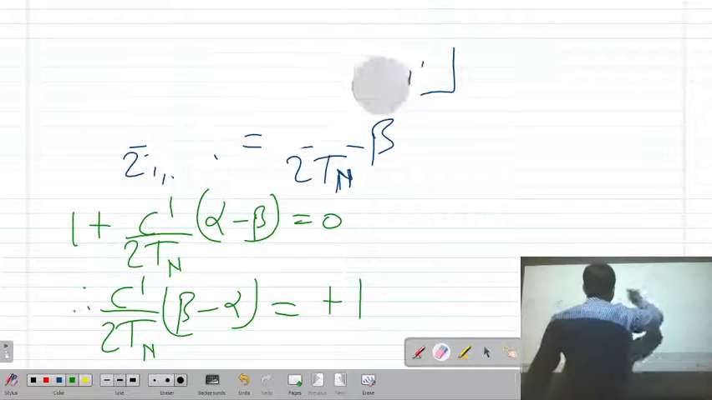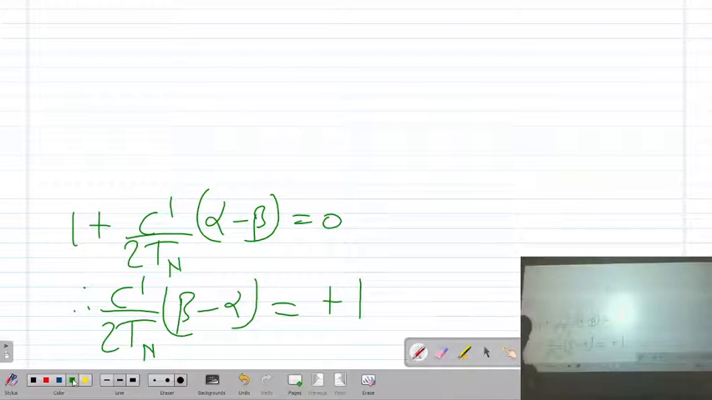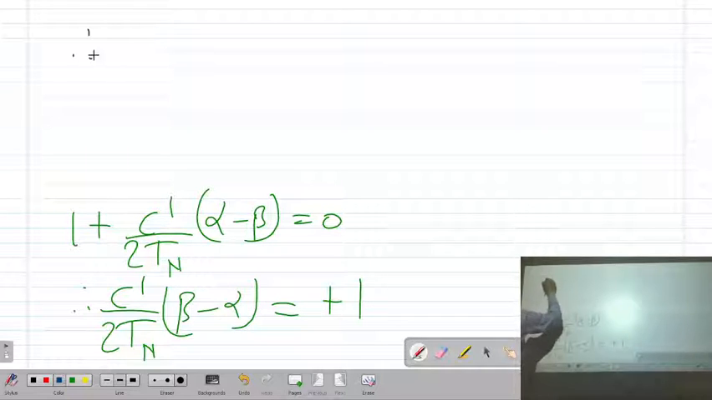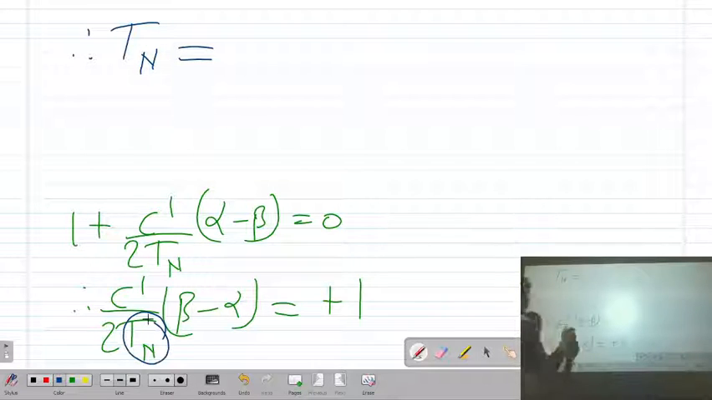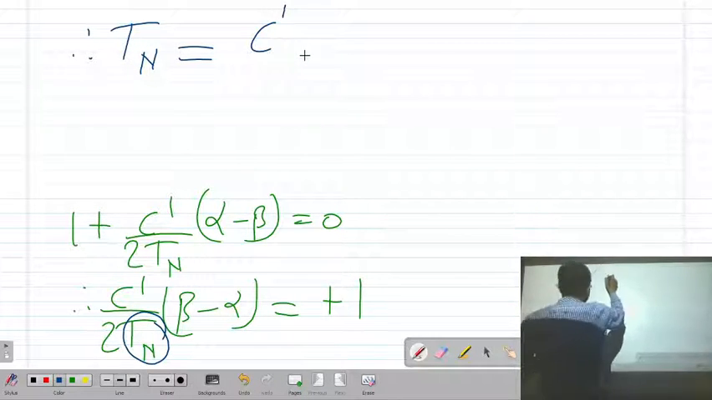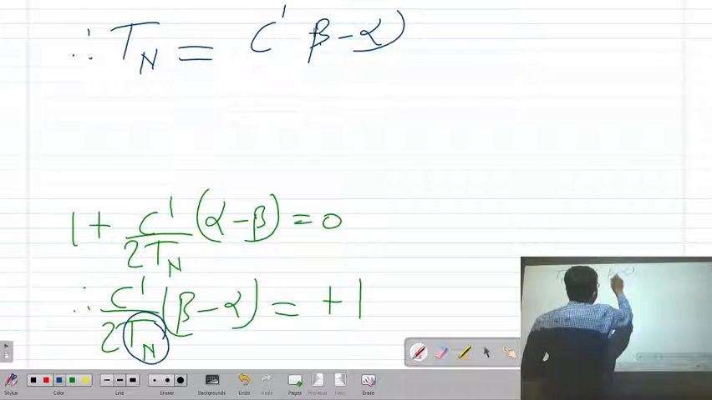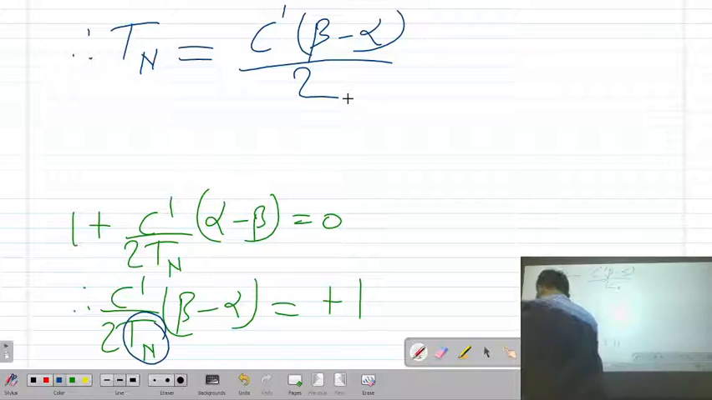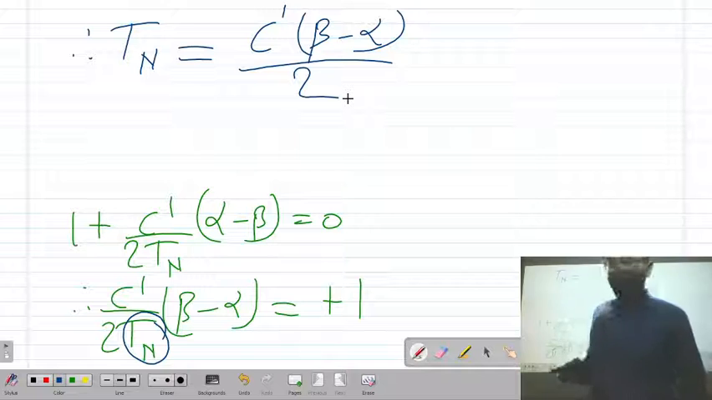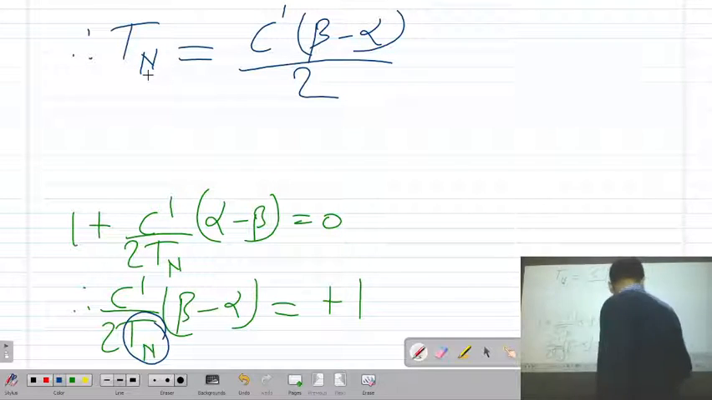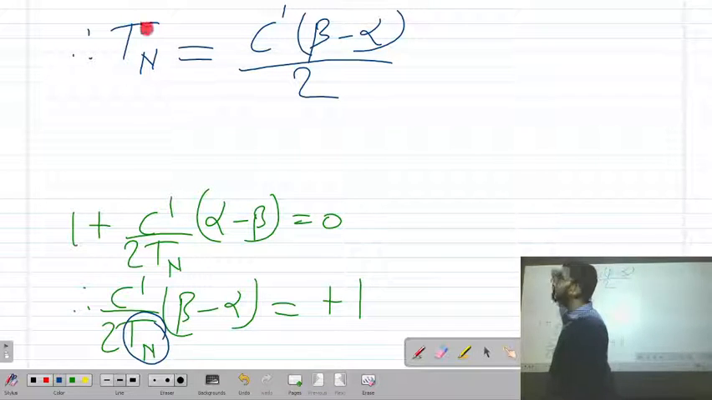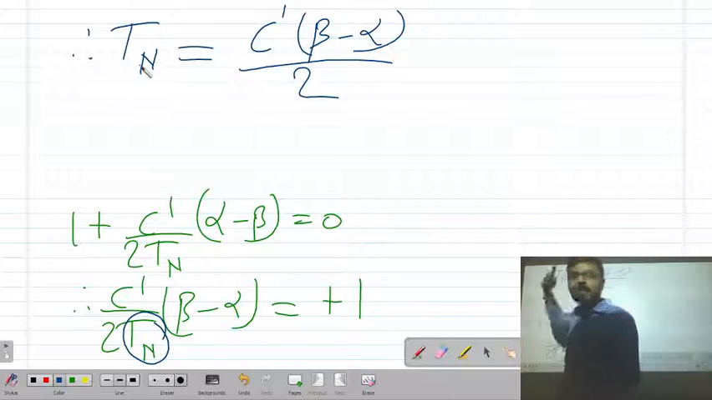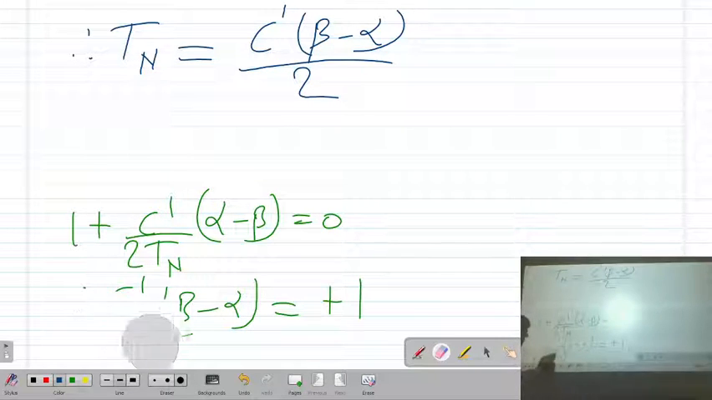So finally, we will derive the value of T N. T of N will be equal to C dash times beta minus alpha divided by 2. Now, what is the significance of beta and alpha in deciding the value of T N? T N is nothing but the value of the Neel temperature.